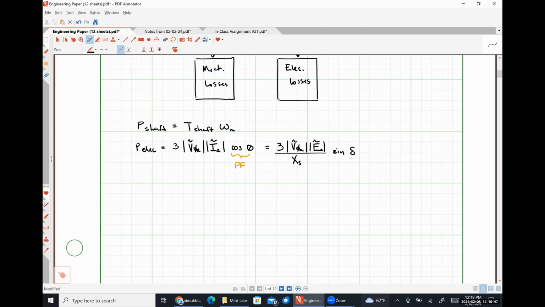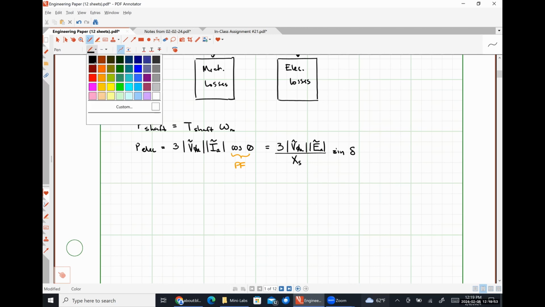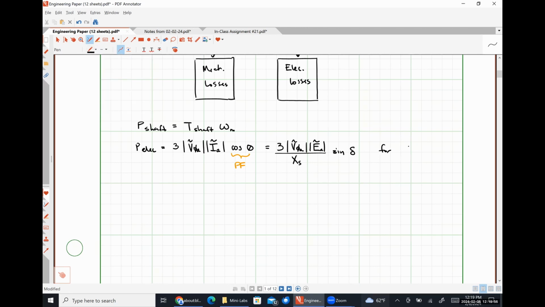So technically we've made an assumption here, but it's an assumption that is overwhelmingly correct. So I'm going to put XS much greater than RA. So this second representation is an approximation. The first representation using cosine of theta is a more exact representation, but realistically for the overwhelming majority of synchronous machines, you're going to wind up getting the exact same result, okay? So we have our shaft power, we have our electrical power.